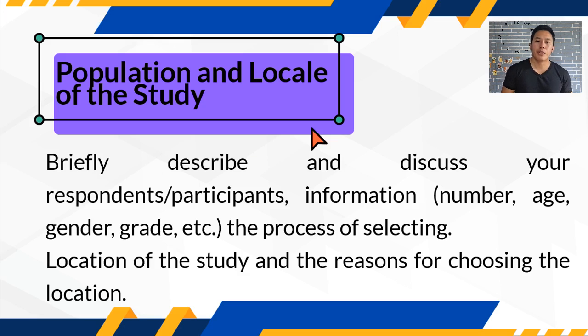All right? Next, we have the population and locale of the study. Here, you're going to briefly describe and discuss your participants or respondents' information and the process of selecting them, and also the location of the study and the reasons for choosing the location. So here, you are going to briefly describe who will be your participants, what would be their age, what would be their gender, what would be their grade if you are going to conduct a study to students. And also, you have to include here the process of choosing, or if you have criterias that you considered to choose this specific types of participants or respondents.